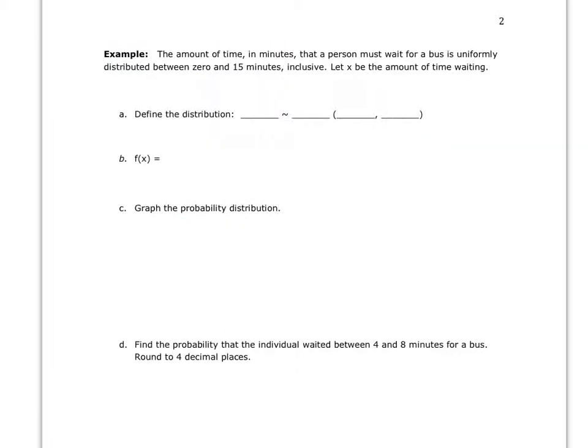Let's look at an example. The amount of time in minutes that a person must wait for a bus is uniformly distributed between 0 and 15 minutes inclusive. Let x be the amount of time waiting. Let's define the distribution for x. Well, we're told that it's uniform, so we can put that U in there. And now we want to put in the minimum time and the maximum time. Just remembering that this first space is going to be a, the minimum, and the second space is going to be b, the maximum. So it says it goes from 0 to 15.